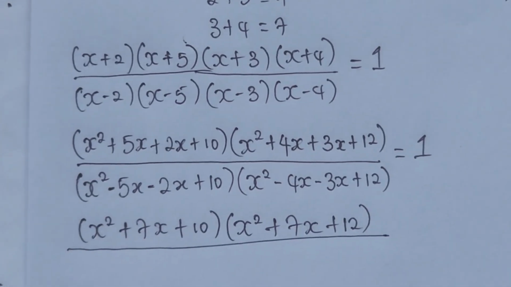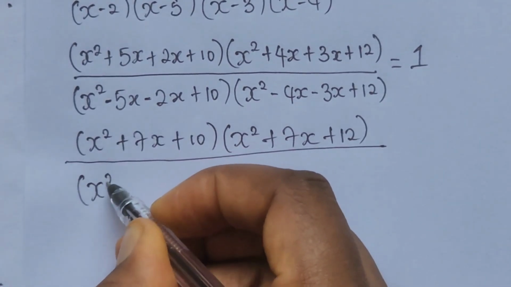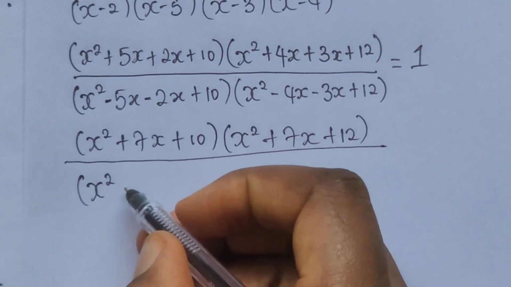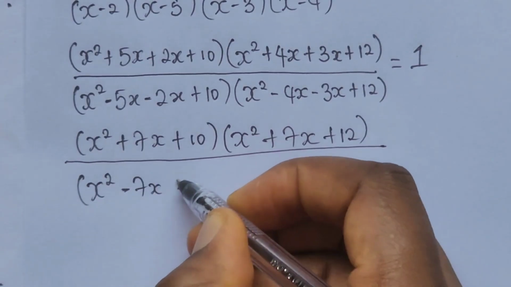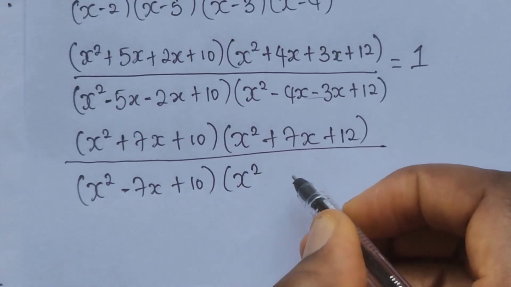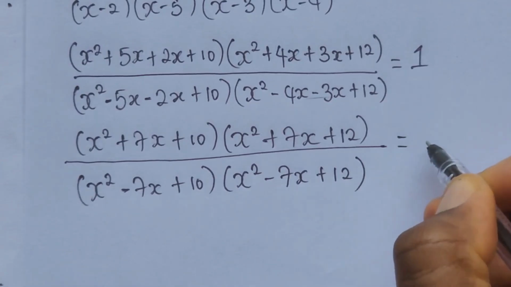All over, we have x squared minus 5 minus 2, we have minus 7x plus 10, and for here we have x squared minus 7x plus 12, all equal to 1.